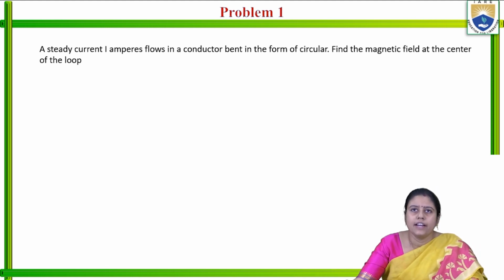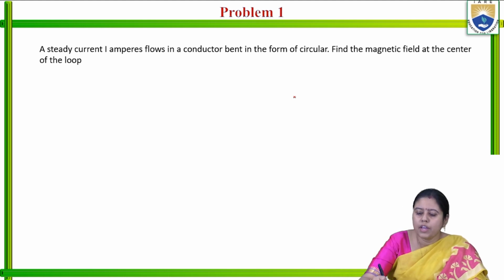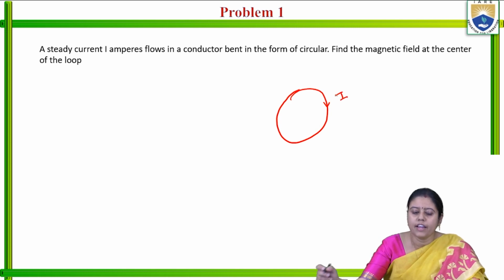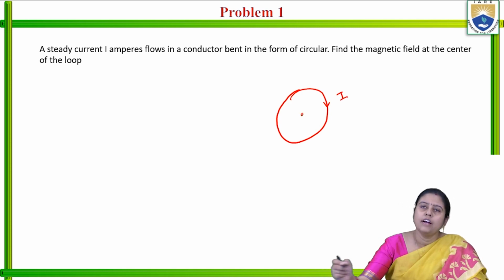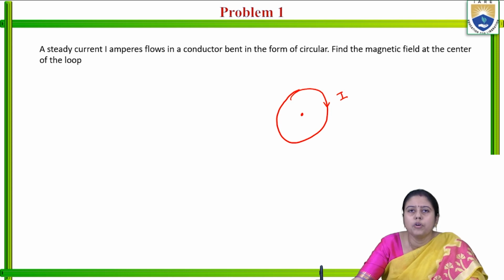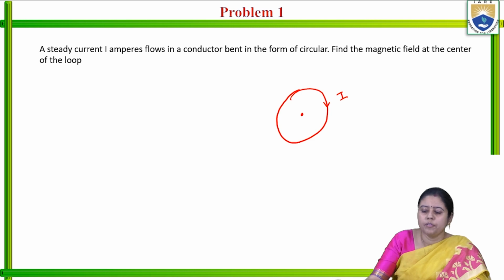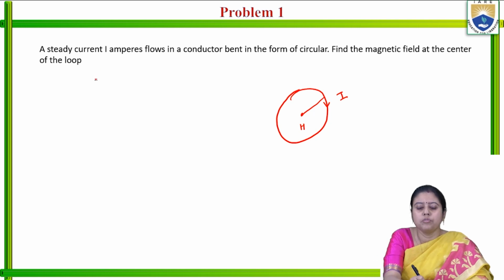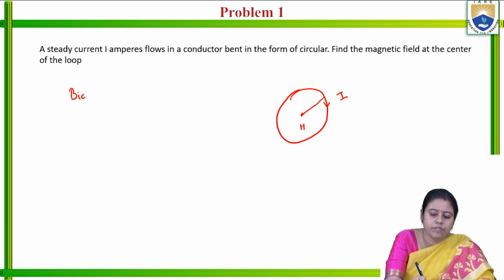Steady state current I amperes flows in a conductor bent in a circular loop. So we have a current carrying conductor in a circular form and a steady state current I is flowing. Find the magnetic field at the center of the loop. We have to calculate the magnetic field H at the center. So what will we use here? We will use Biot-Savart's law.